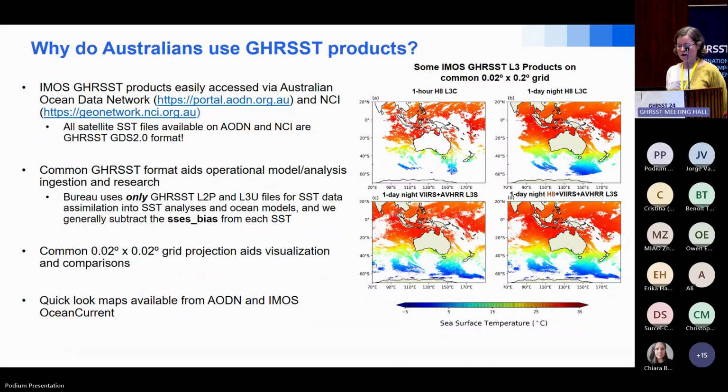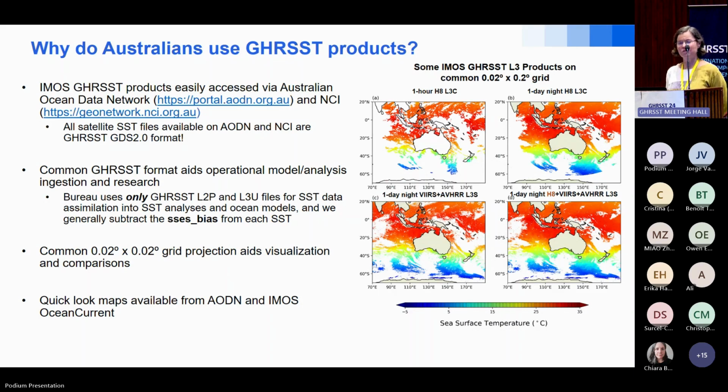Common GHRSST format aids operational ingestion in operational models and analyses. At the Bureau, we use only GHRSST L2P and L3U files for all operational systems. So ocean models and SST analyses then go into our NWP and seasonal prediction. So it's very important to us.